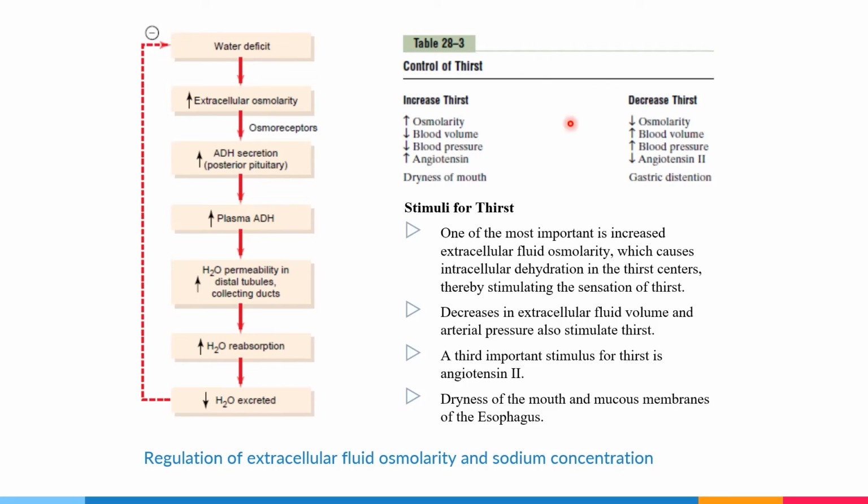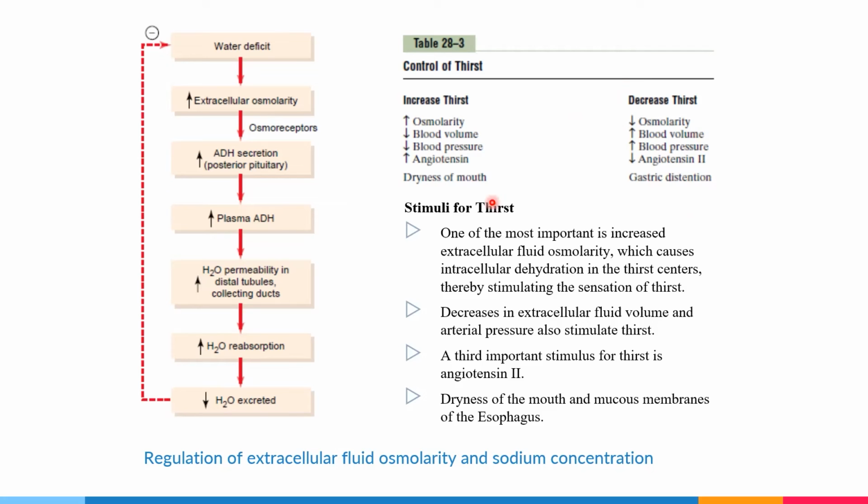Next, we look into the second mechanism, the control of thirst by the osmoreceptors themselves. Thirst is increased by increase in osmolarity, decrease in blood volume, decrease in blood pressure, and increase in angiotensin concentration. It is also promoted by dryness of mouth, as we obviously know. Decrease in thirst reflex is due to decrease in osmolarity, increase in blood volume, increase in blood pressure, decrease in angiotensin 2 concentration, and gastric distension.